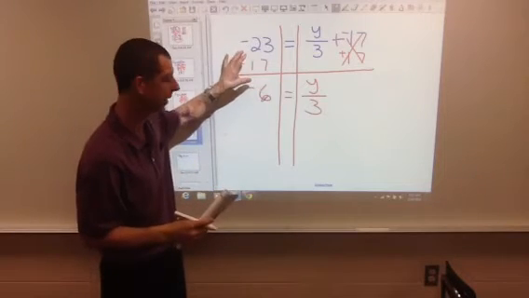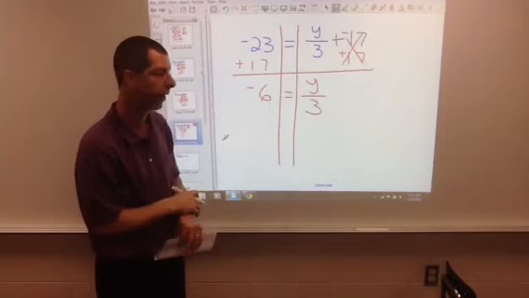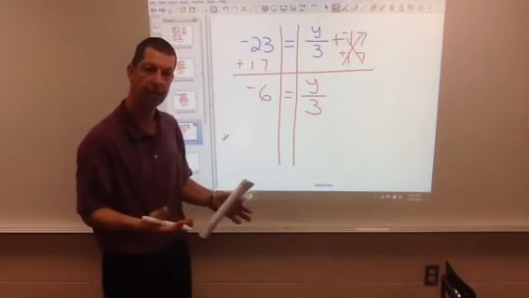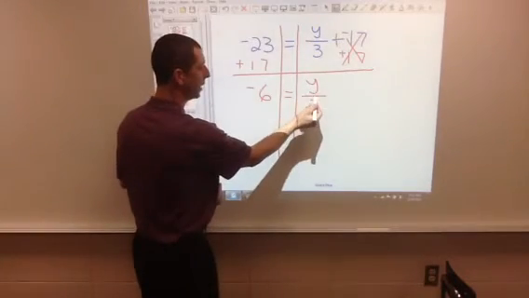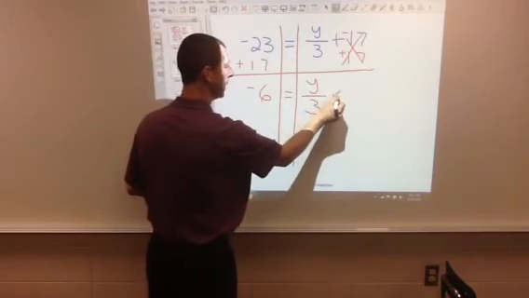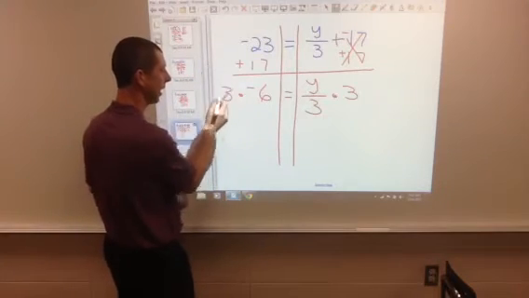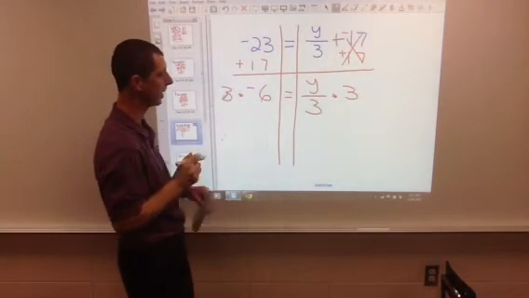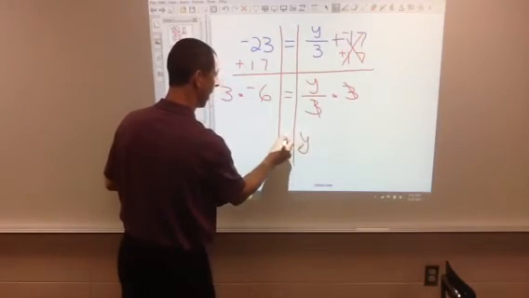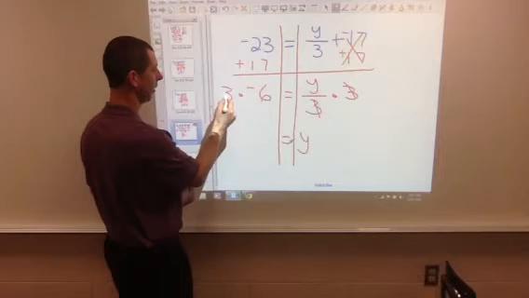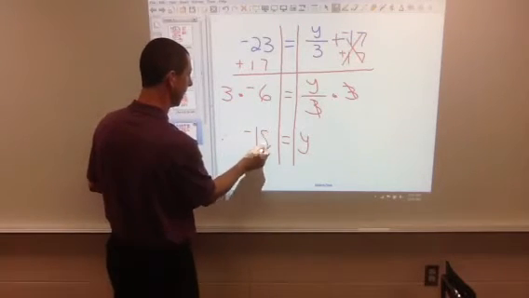Don't mess that up right there, because any one mistake on these problems is going to cause you to get a wrong answer. But one thing is you can check your answer, so hopefully you can find that mistake. Y is being divided by 3, so I need to multiply by 3 to cancel it. I have to do the same thing on both sides, so I multiply both sides by 3. These 3's cancel. I'm left with y, and then equals here, and 3 times negative 6 is negative 18.